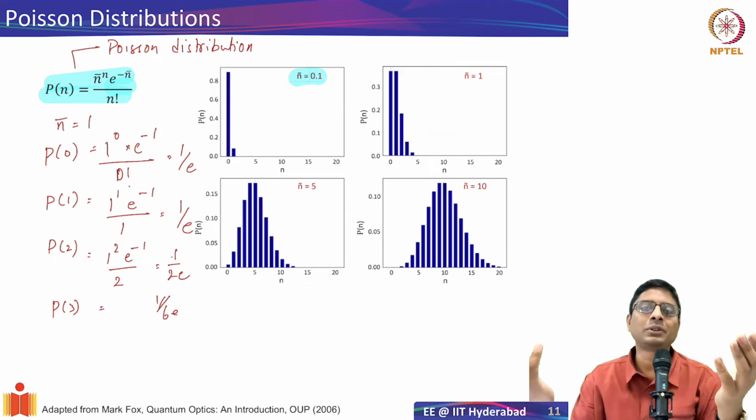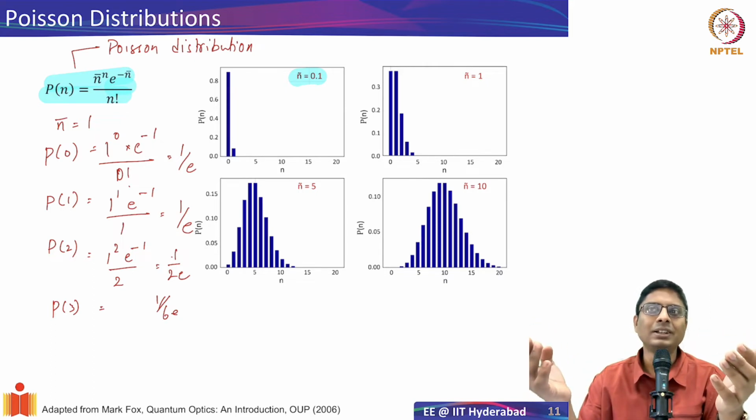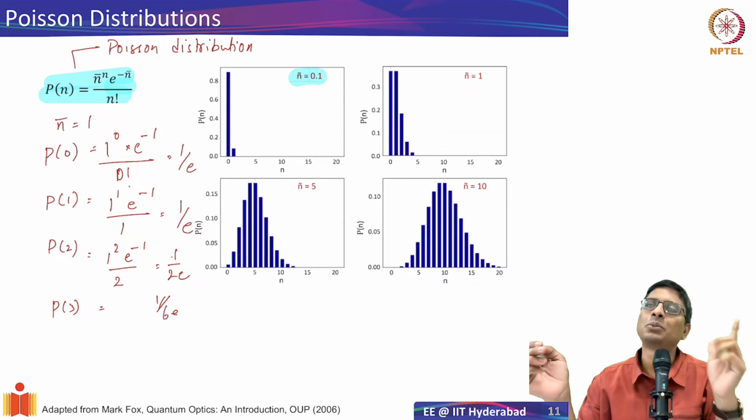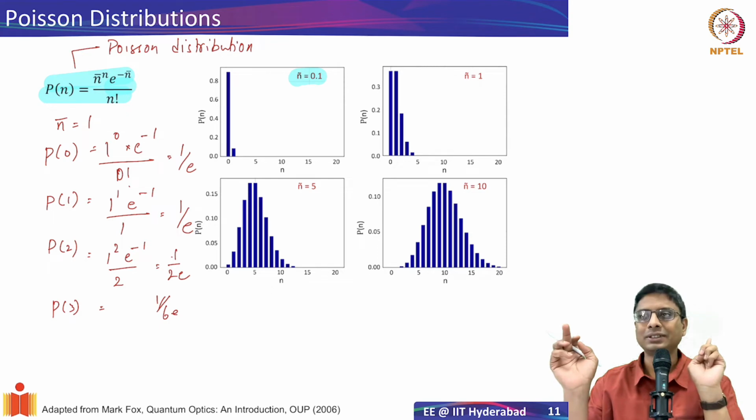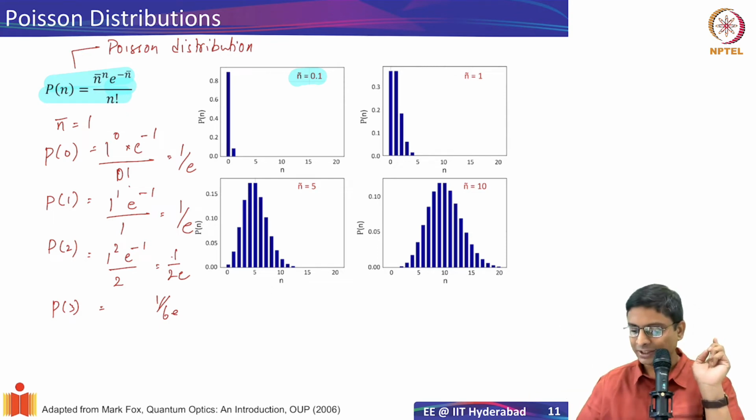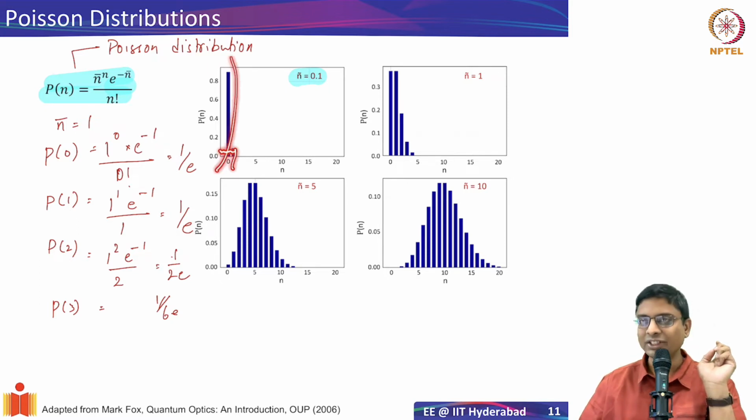What does it mean if the average number of photons is 0.1? You make 10 measurements, and most of the time you will see no photon. Only in one event will you see one. So if you make this measurement with 0.1, the probability of finding 0 photons is 0.9, and the probability of finding 1 photon is 0.1. Right? So this is the distribution you will get.